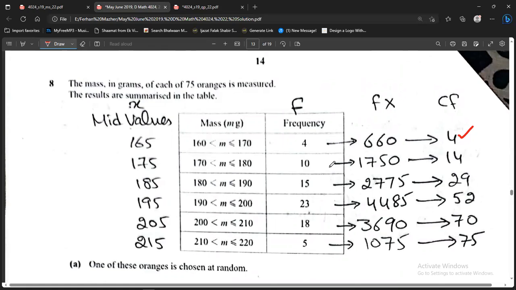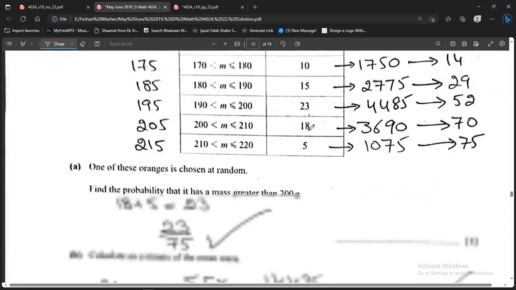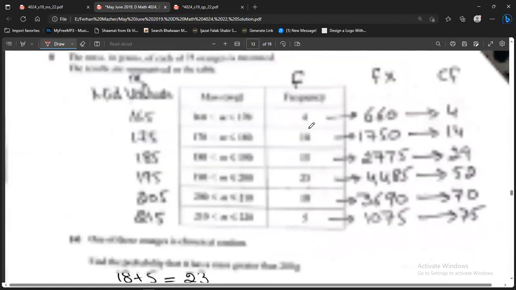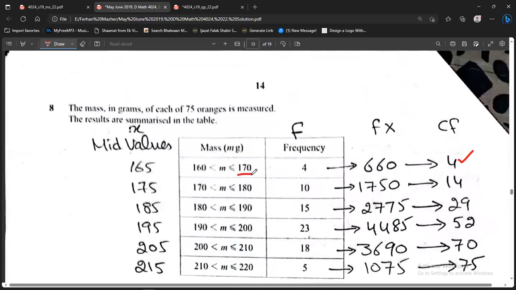Then we will add the next: 4 plus 10, 14. 14 plus 15, that's 29. 29 plus 23, that is 52. 52 plus 18, that is 70. 70 plus 5, that is 75. So then I will plot these, and the cumulative frequency is always plotted on the upper limit of the class.